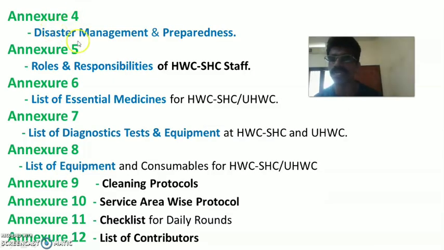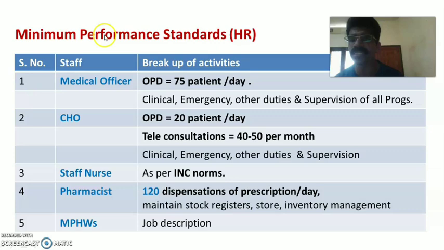Then Annexure 4 is disaster management and preparedness. In this it is given how to manage a disaster and how to prepare for disaster management. Annexure 5 is explained in detail about the roles and responsibilities of all the staff of the health and wellness center, sub-health center. In that, minimum performance standards of the human resource are mentioned.